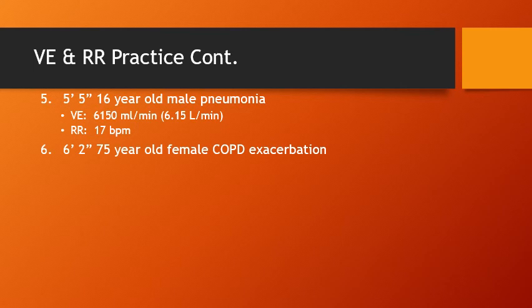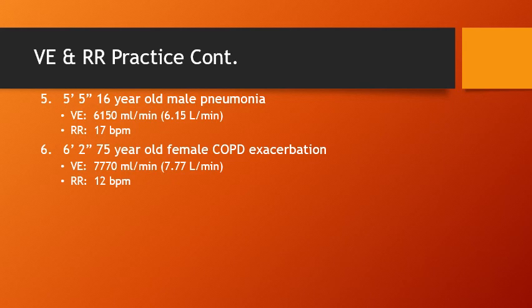Patient number 6 is our 75-year-old female with a COPD exacerbation. So pause your video and calculate her minute ventilation and respiratory rate. So for this patient, you should have gotten a minute ventilation of 7,770 milliliters per minute, or 7.77 liters per minute, by multiplying her ideal body weight by 100. And then if we divide 7,770 by that tidal volume that we calculated for her, that's going to give us a respiratory rate of 12.